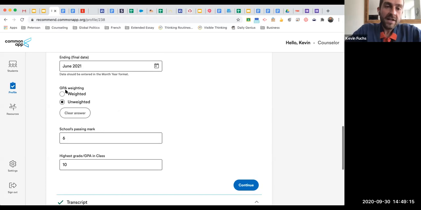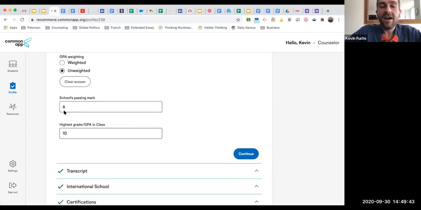GPA weighting. This is also very important. This week I attended a chat with the University of Southern California, and they talked about how they preferred schools to give unweighted grades, because they have their own system to weigh grades. In our case, we don't weigh grades, so we don't give more importance to some courses and less importance to others. We keep them unweighted, which apparently is preferred by the universities.